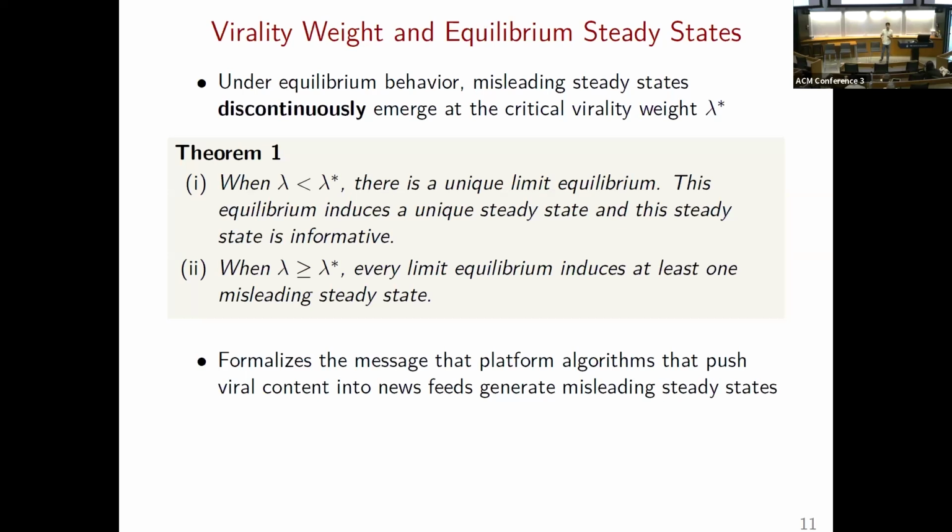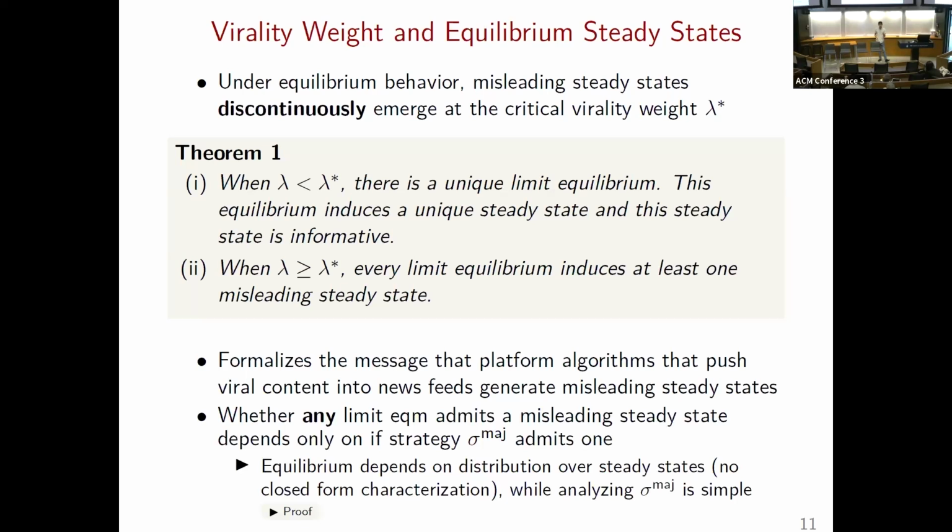Something else I want to point out about this is it's reducing understanding equilibrium behavior, which in general is a quite complicated object. It depends on this distribution of steady states of this stochastic process that doesn't have any closed form characterization. But analyzing this majority rule is much simpler. This is just a polynomial object, and so we can qualitatively understand these complicated equilibria by looking at a much simpler and more accessible strategy that tells us about its qualitative properties.